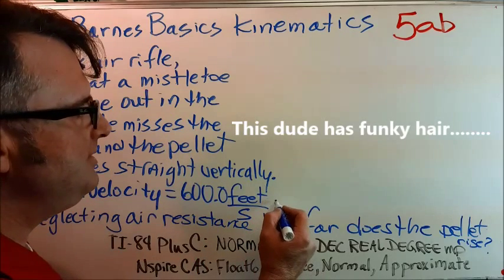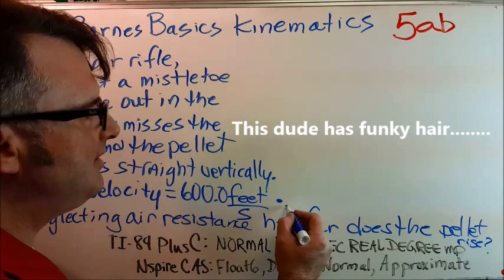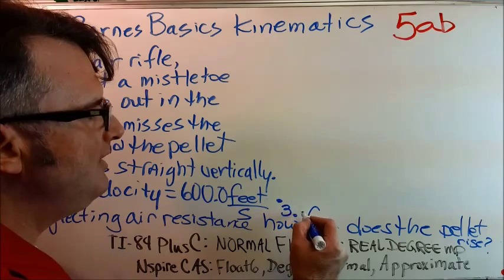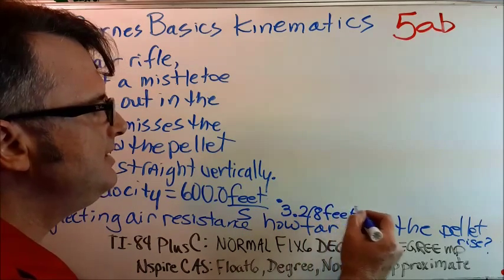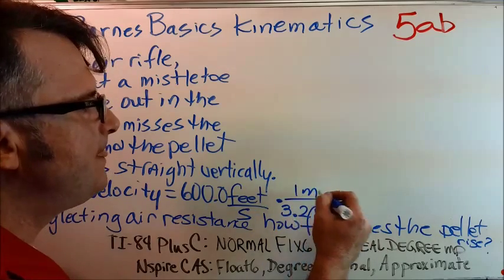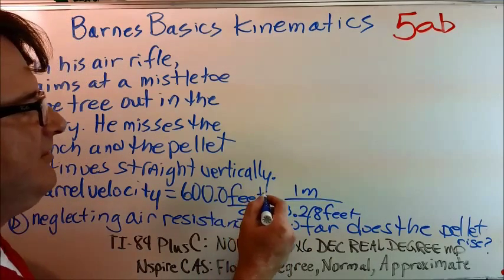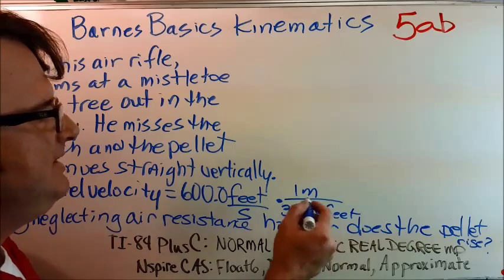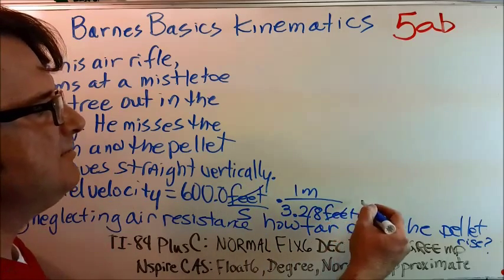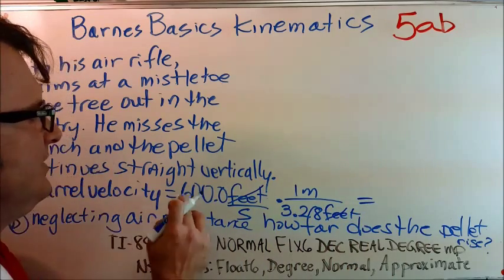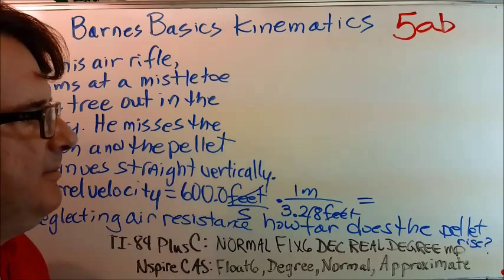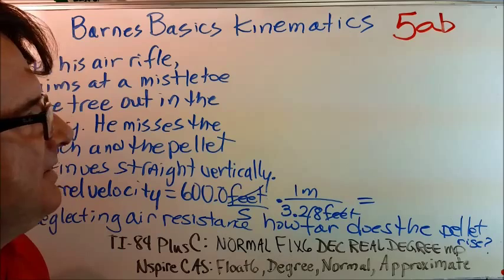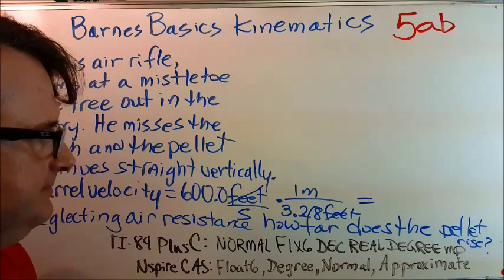One of the things that I want you to know is that there are 3.28 feet in 1 meter. So if we want to convert from feet per second to meters per second, we just cancel feet over feet. We're going to take 600 divided by 3.28, and we'll get a meter per second value that we can use in our kinematics calculations.